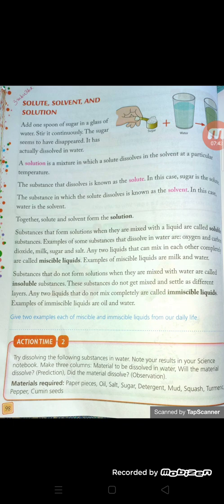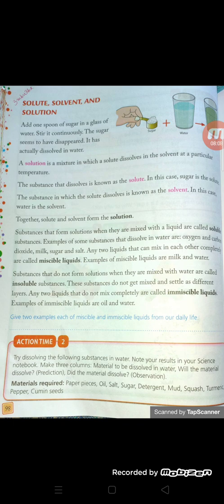Any two liquids that can mix in each other completely, when any two liquids mix with each other completely, they are known as miscible liquids. Examples of miscible liquids are milk and water. Ink and water is another example.